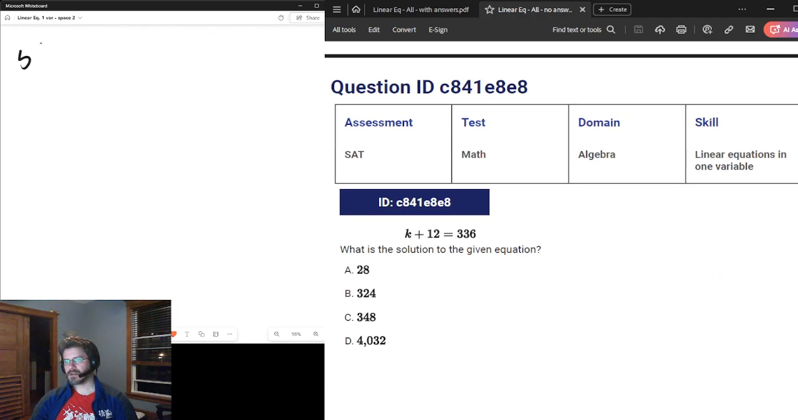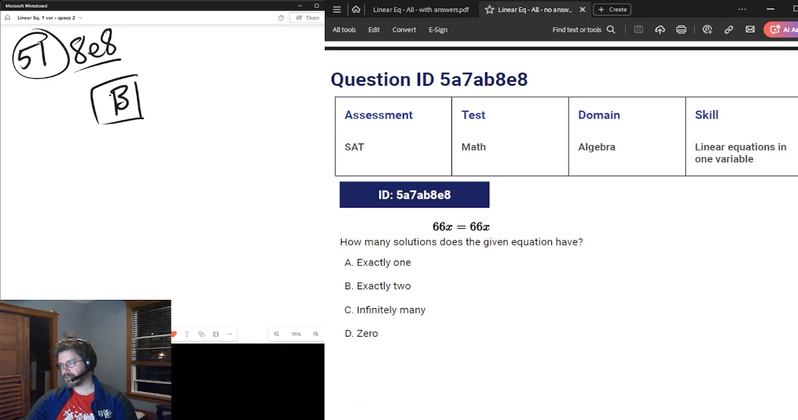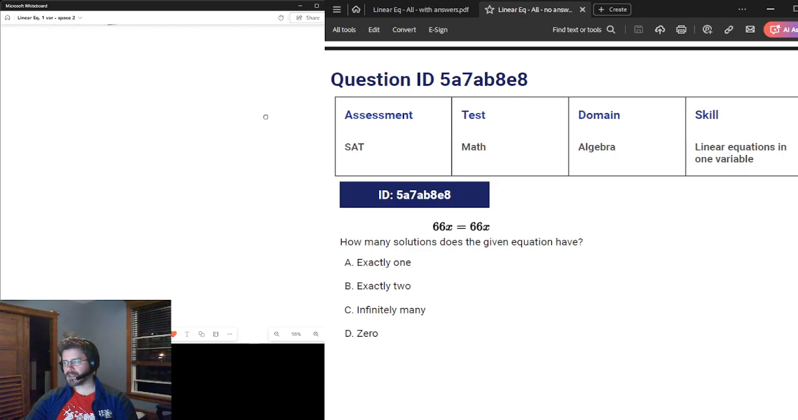51. We got 8e8. Okay, plus 12 is 336. Subtract the 12, of course, and we get 324. That's barely even a question. How many solutions does it have? Don't be fooled, there are 2.